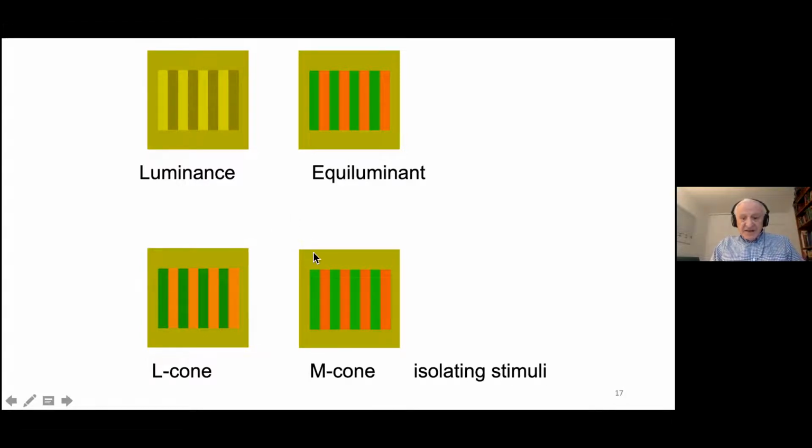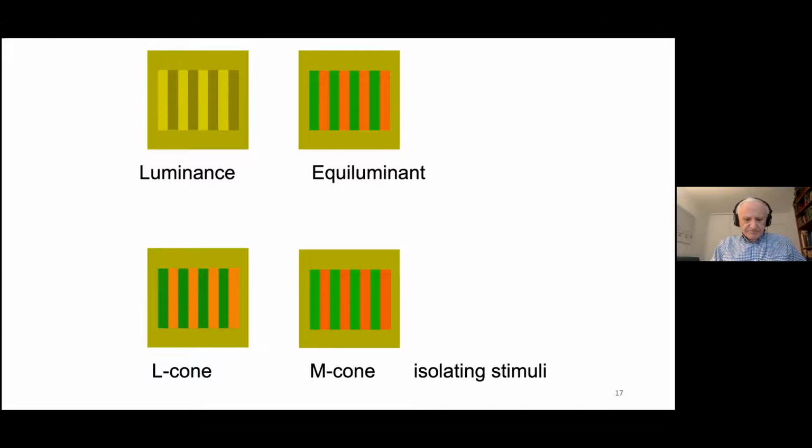And I should say, you might notice that the L cone isolating stimulus looks quite different from equiluminant. The M cone isolating stimulus doesn't look so different from equiluminant, and that's just the way it is, because the L cones contribute a lot to luminance. And these are not exactly what we use. This is just a heuristic to show you the idea that you can generate different kinds of stimuli using different colors and different balances. So we used these kinds of stimuli to study visual neurons, both in the LGN and in the cortex.